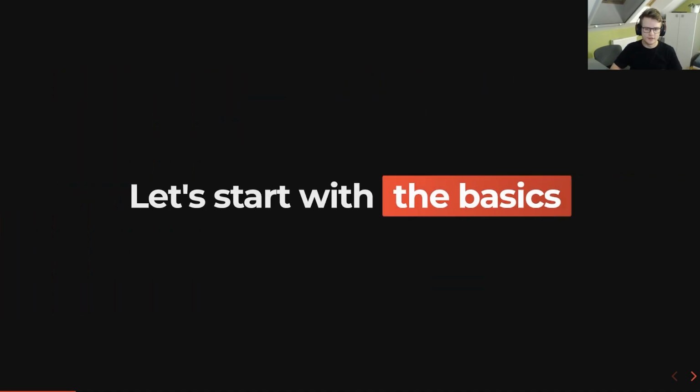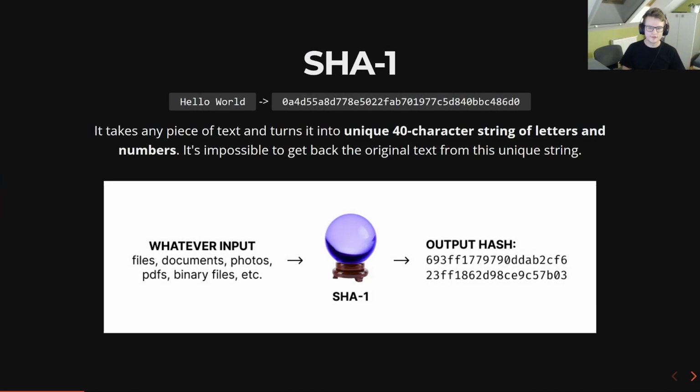So let's start with some basics. In order to start talking about Git, we have to understand what hash functions are, especially the SHA-1 function. You're probably familiar with it, but I have to mention it because it is the core fundamental of Git. It's a function implemented in most programming languages and systems, which takes any input, such as a file, document, photo, or PDF, and as the output gives us a unique 40-character string of letters and numbers. What's important is that for every different input, we always get a different output. Without hash functions, Git would not even exist.